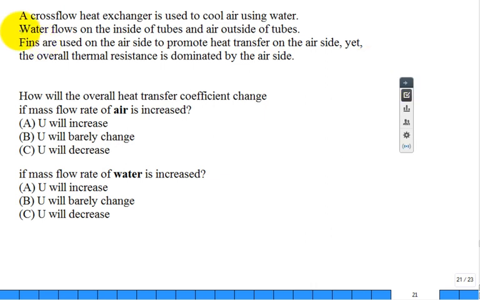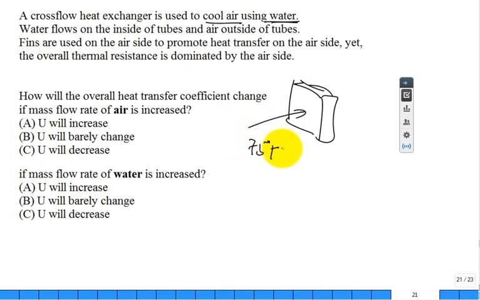So I have a cross-flow heat exchanger. It's used to cool air using water. This is like a chilled coil that we just talked about, air conditioning in this building. You have airflow coming over. It's maybe 75 degrees F, and you want it to come out 55 degrees F, and then that cold air is dumped into the building in this room and other rooms. They're using water, okay? So it's to cool the air using cold water.